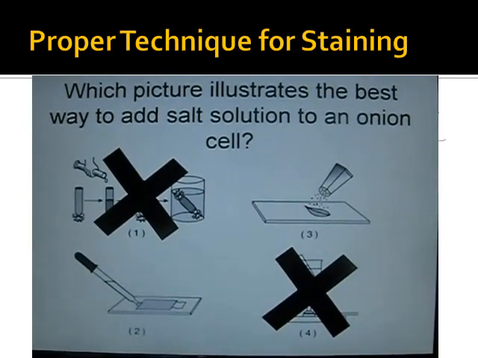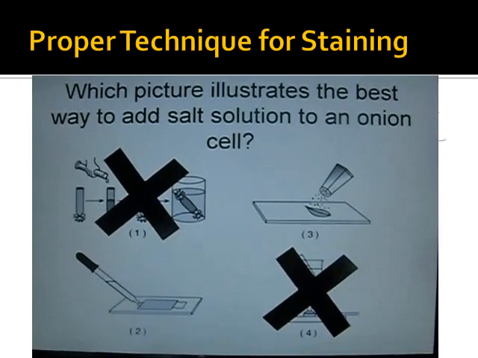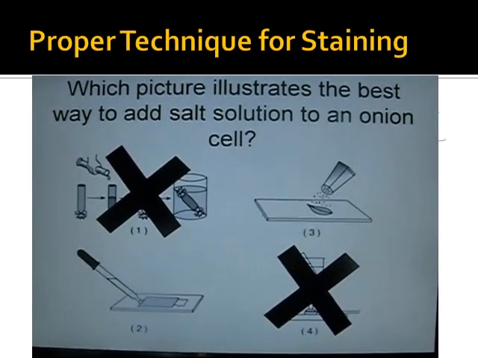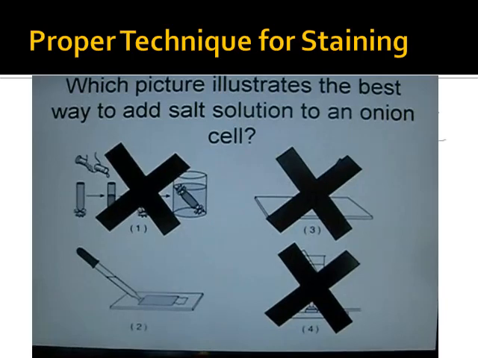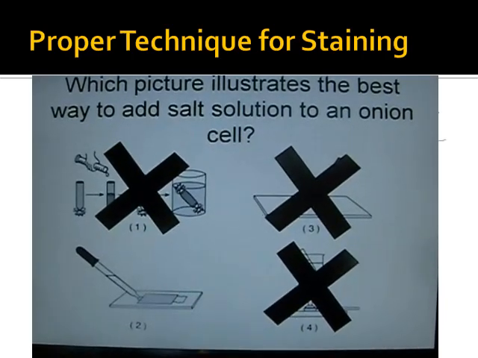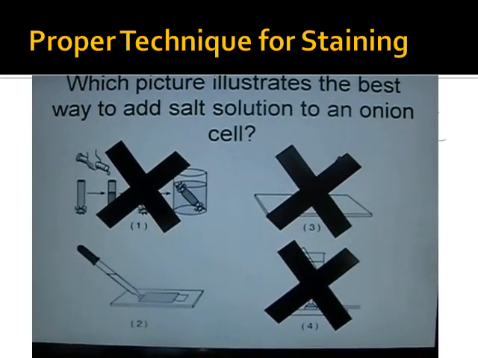Choice 3 tells us to shake salt directly onto the leaf, or in this case, the onion cell. That is not the proper way to add salt to an onion cell. Picture 2 is the best way to add salt to an onion cell.